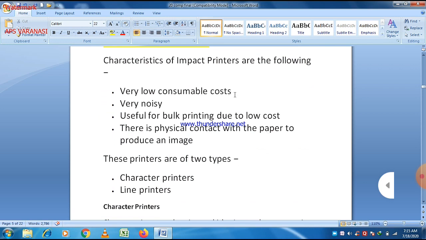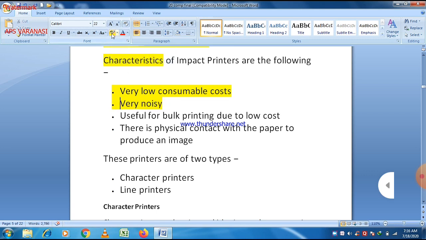don't use an impact printer because it takes very much time, and there is physical contact with the paper to produce an image. That's why they are called impact printers. The first is very low consumable cost. So this is the main characteristic of impact printers. Because of this they are very popular, but they are very noisy because they create an impact on the paper and it creates noise.